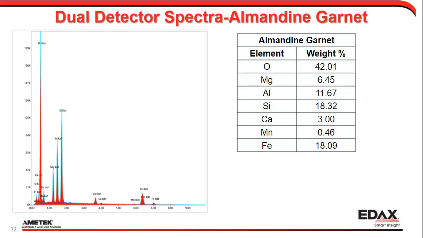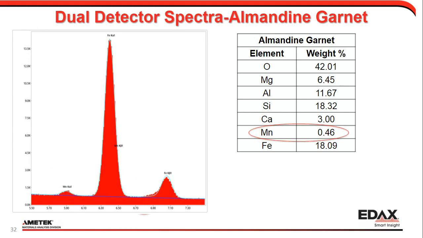Where the statistics really start to matter, though, is when we start to look at trace elements. If you look at this manganese peak, note the height of the iron relative to the oxygen and silicon signal. Now we're going to zoom in on the iron peak, and note the height of the manganese peak relative to that iron peak. So this really is a very small peak, with very low counts in there.